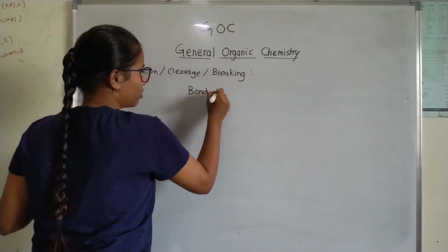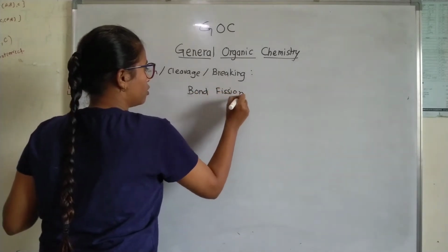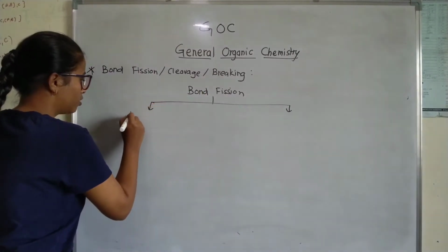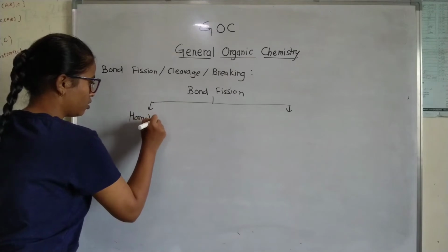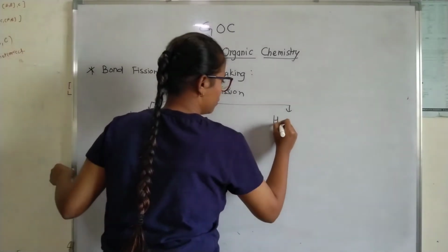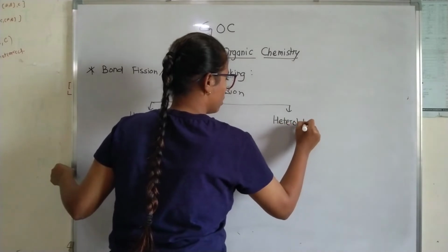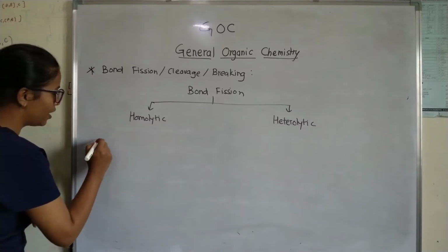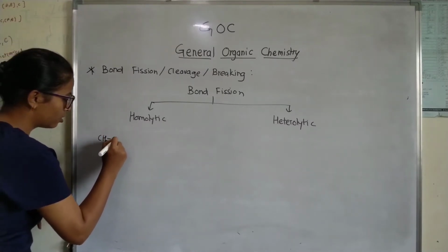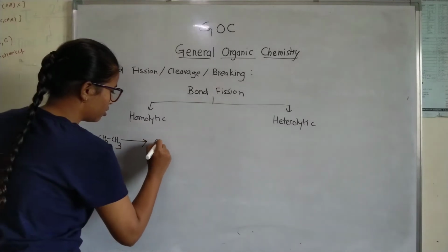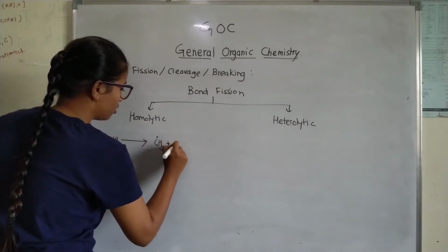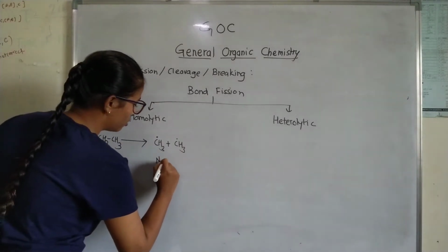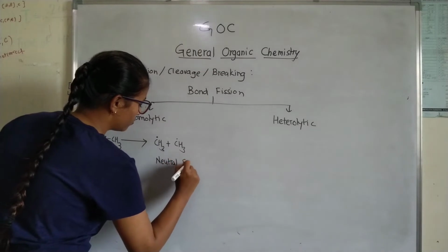Bond fission is of two types: homolytic and heterolytic. In homolytic fission, we have some reactions like this. There is a formation of free radicals, neutral free radicals.